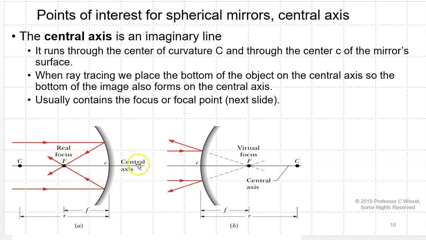The central axis is an imaginary line. It runs through the center of curvature of the mirror, through the center of the mirror's surface, little c, ditto for here. And when we ray trace, we place the bottom of the object on the central axis. So that means that the bottom of the image will form somewhere along the central axis. And the central axis almost always contains the focal point. We'll talk about that in the next slide.